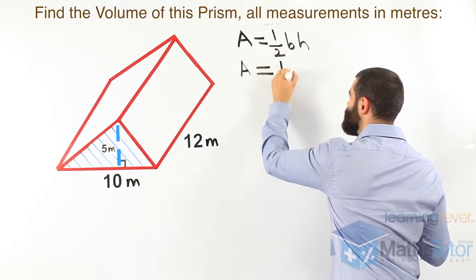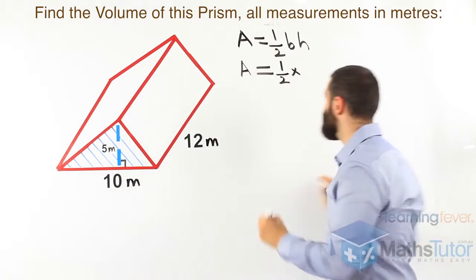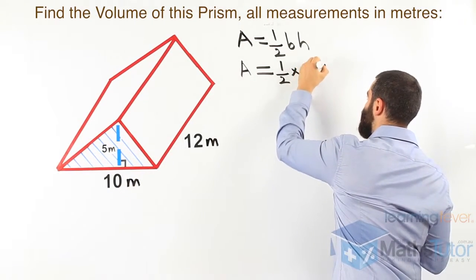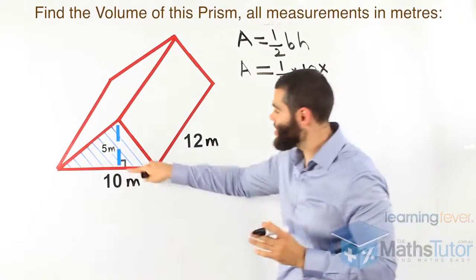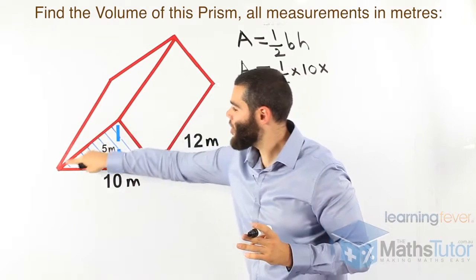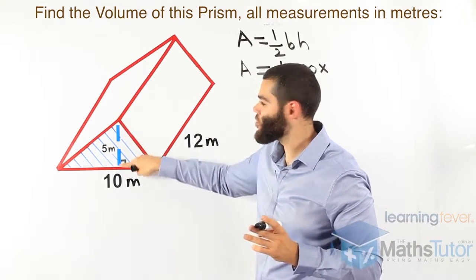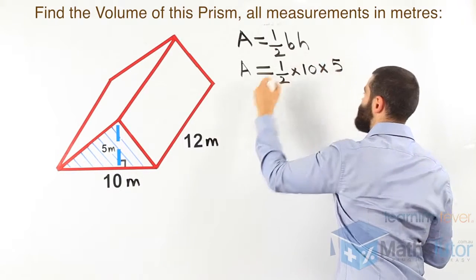Half times the base, which is 10, and we said the height. Where is the height? The height of the cross section. It is the vertical height. There it is, the height of the triangle. The vertical height of the triangle is 5. So times 5.